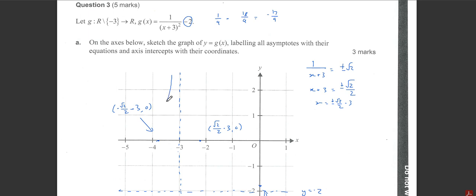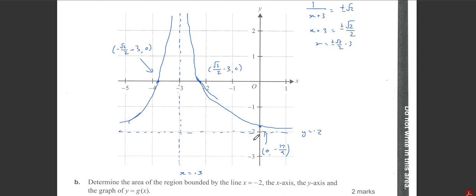And drawing it in is just going to look something like this. Sorry, this is really hard to do on a Wacom tablet. Like that. So it should look something like this. It should be a reflection of each other over the graph of x equals negative 3.